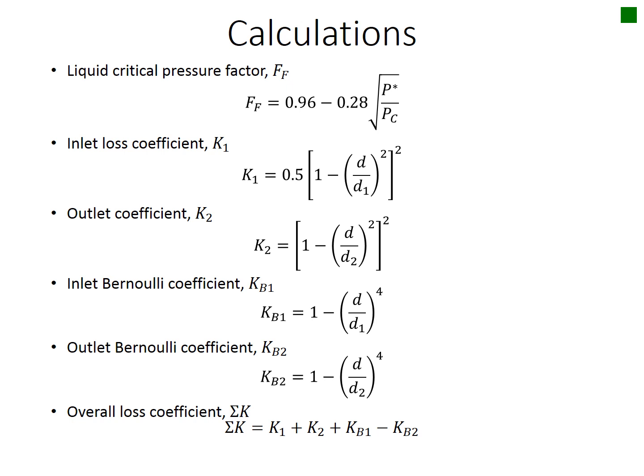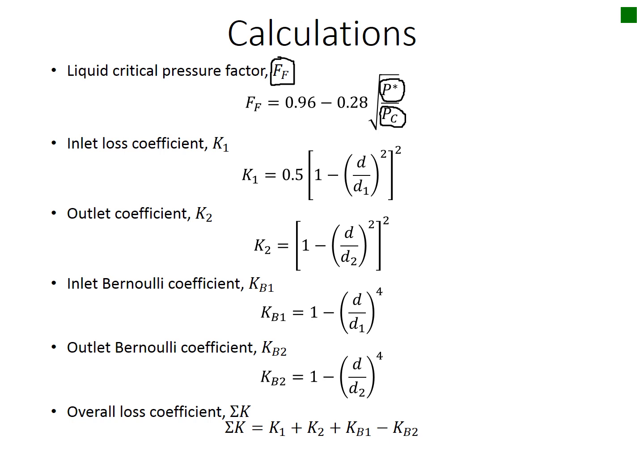So we're going to do a number of calculations to help us determine the flow rate through a valve. We're going to look at a liquid critical pressure factor, F sub F, and it's going to be a function of the vapor pressure of the liquid, which we call P star. And you might be able to have tabular values of P star, or you can use Antoine's equation to calculate P star. The critical pressure is tabulated in many data tables available to you. If you need a good source of critical pressures, you can look up the data in your Chemical Engineering Principles course.